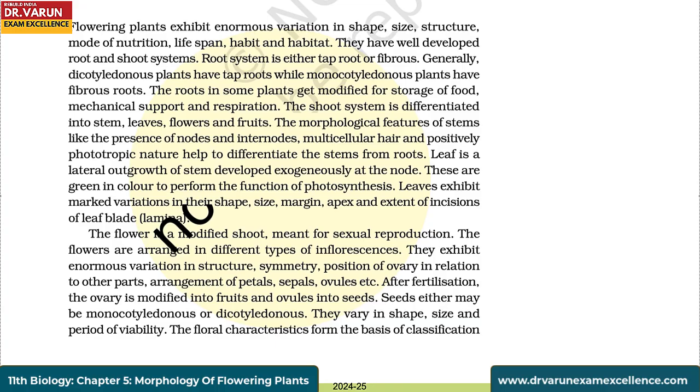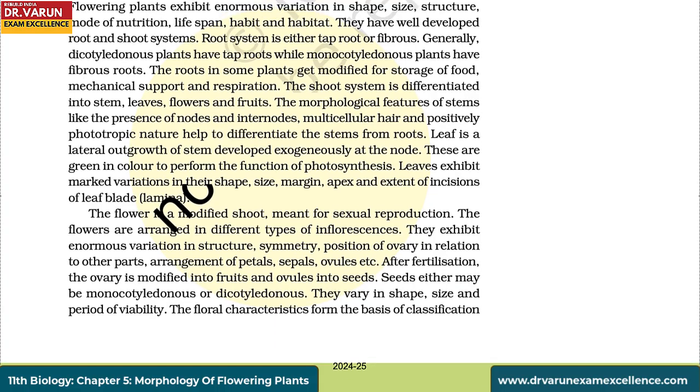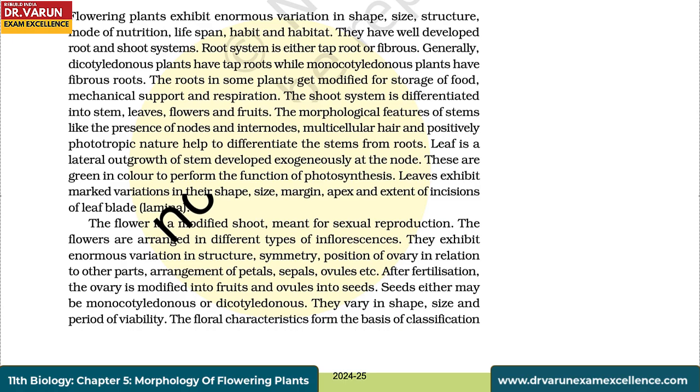The morphological features of stems like the presence of nodes and internodes, multicellular hair, and positively phototropic nature help to differentiate the stems from the roots. Leaf is a lateral outgrowth of stem developed exogenously at the node. These are green in color to perform the function of photosynthesis. Leaves exhibit marked variations in their shape, size, margin, apex, and extent of incisions of leaf blade or lamina.